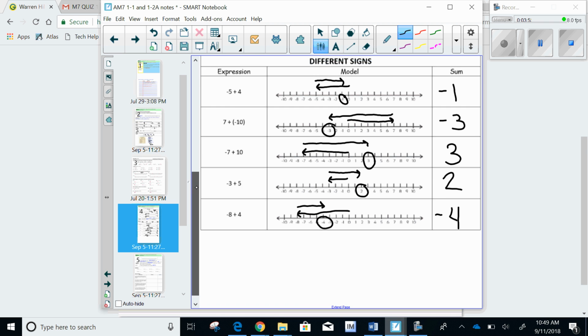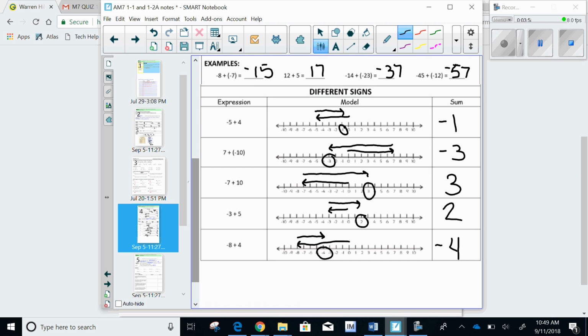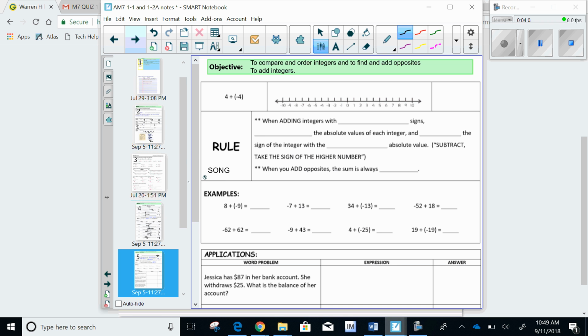Hopefully you're starting to see a pattern here of what's happening. Let's flip the worksheet over. There's one more on the back. This one we're going to start at 0. We're going to move to 4 for our first number, and now we have to move a -4 from there. So we're going to go 1, 2, 3, 4 to the left, and we end up back at 0.